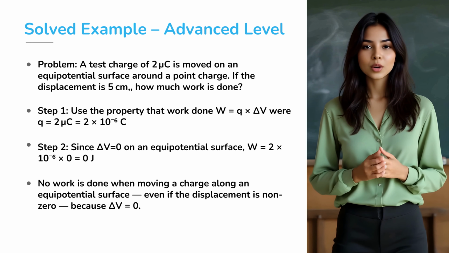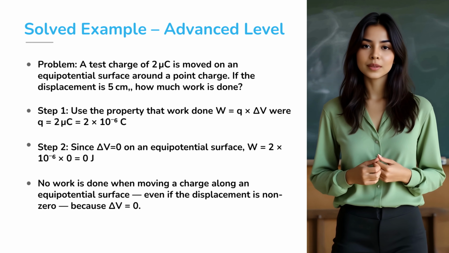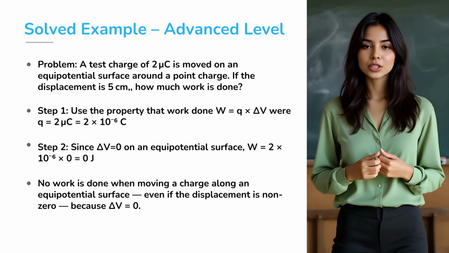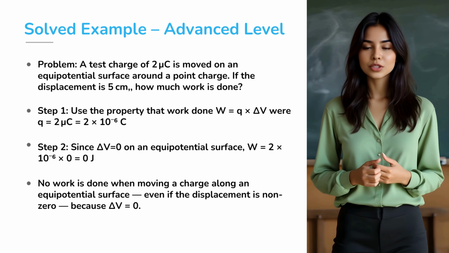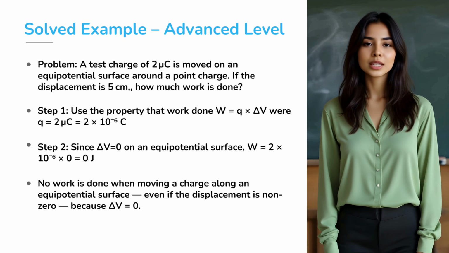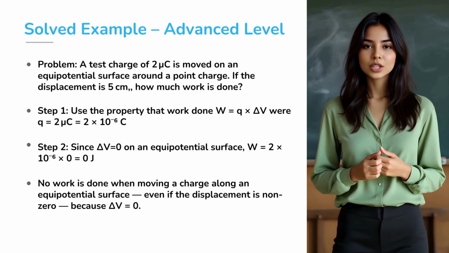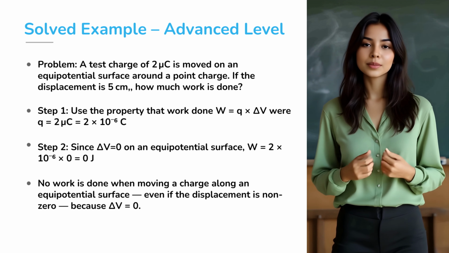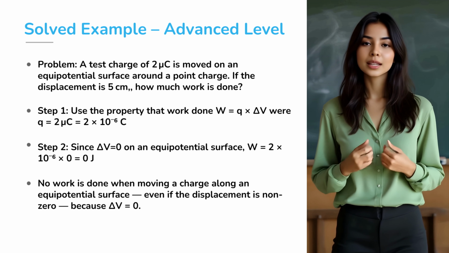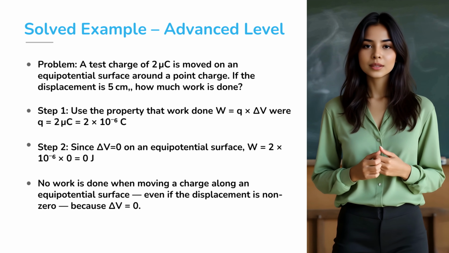Step 1. Recall the work formula: W equals Q times delta V. Step 2. Since we are moving along an equipotential surface, delta V is 0. So, W equals 2 microcoulombs times 0 volts equals 0 joules. Answer: no work is done when moving a charge along an equipotential surface, no matter how long the path is. This reinforces our understanding. It's the potential difference, not distance, that determines the work done.